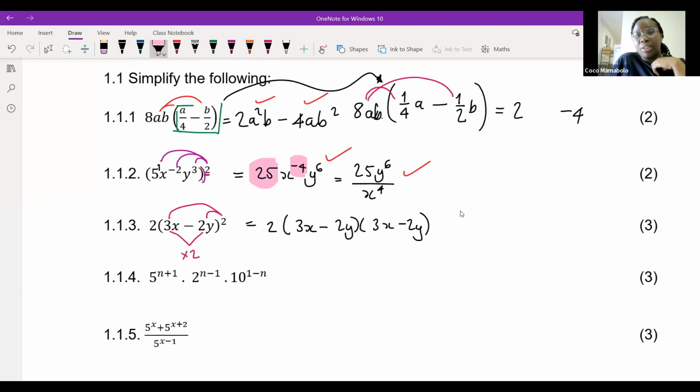Now the a times a will give us a squared, the b will come along. That's why we have 2a squared b over there. And then over here, a times nothing. Then I'll have b times b, which will give us b squared. So I'll end up with ab squared.